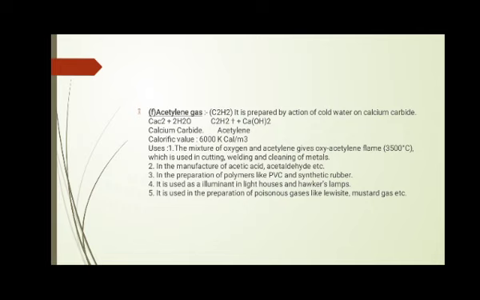Uses: the mixture of oxygen and acetylene gives the oxyacetylene flame, which is used in cutting, welding, and cleaning of metals. It is used in the manufacture of acetic acid, acetaldehyde, etc. It is used in the preparation of polymers like polyvinyl chloride and synthetic rubber. It is used as an illuminant in lighthouses and hawker's lamps. It is used in the preparation of poisonous gases like lewisite, mustard gas, etc.